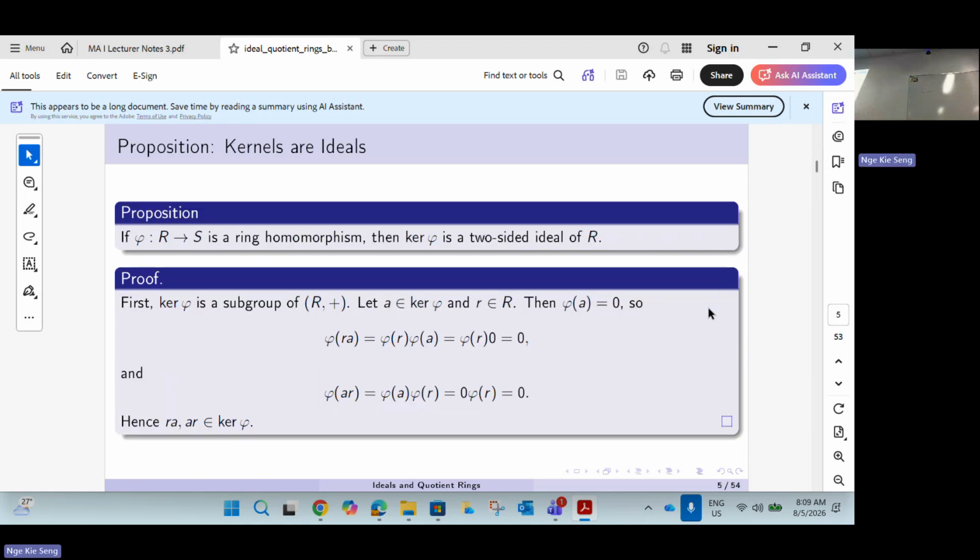Next, a proposition: if phi, a map from R to S, is a ring homomorphism, then the kernel of phi is a two-sided ideal. Because in the kernel we send things to 0, everything becomes 0, so ra and ar are also in the ideal. That's just a very easy one.